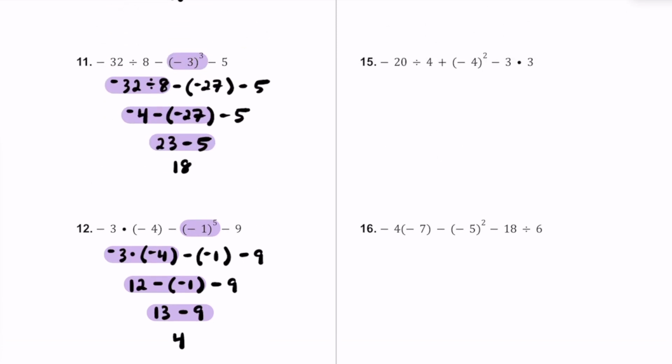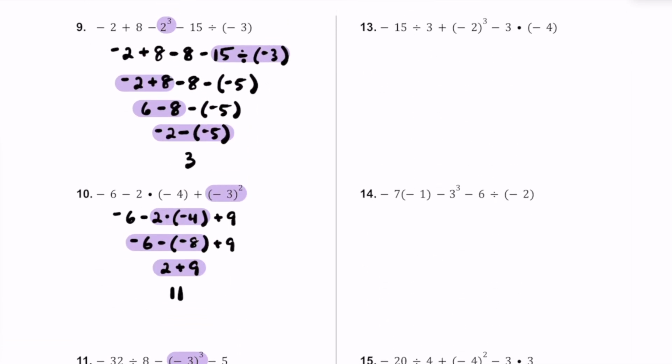All right, here's 13. In number 13, we're going to start with this power here of negative 2 to the third power. Negative 2 times negative 2 times negative 2 is going to be negative 8. So we have this negative 15 divided by 3, and then plus, let's go ahead and put a hug around this negative 8 here, and then we have this minus 3 multiplied by this negative 4.